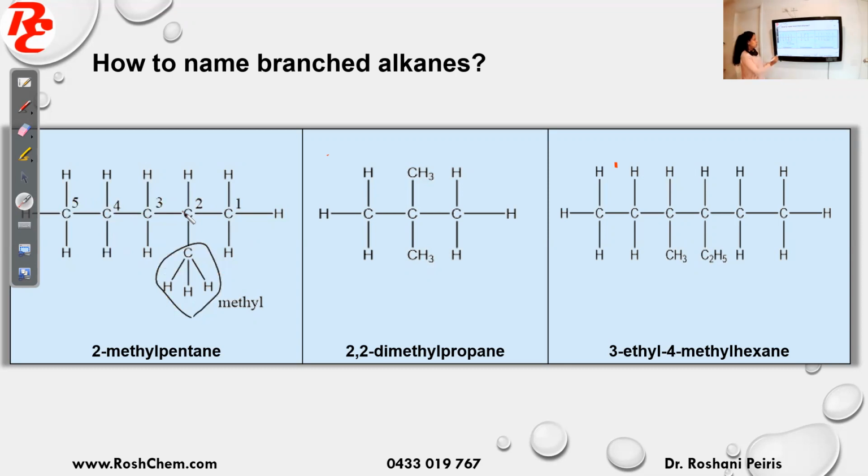Okay, so now how do we write the name? First you start with 2-methyl. So 2-methyl represents where the methyl group is. So 2 is the position of the methyl group. It's on the second carbon. So 2, dash. Then what is the name of the substituent? It's methyl, followed by the name of the parent chain, which is pentane.